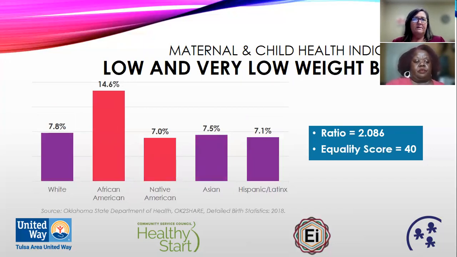Low and very low weight births are defined as babies weighing less than 5 pounds 8 ounces and 3 pounds 4 ounces respectively at birth. Preterm birth is one of the most common causes of low birth weight. African-American women are more than twice as likely as women of any other race in Oklahoma to deliver low or very low weight babies, for a score of 40.